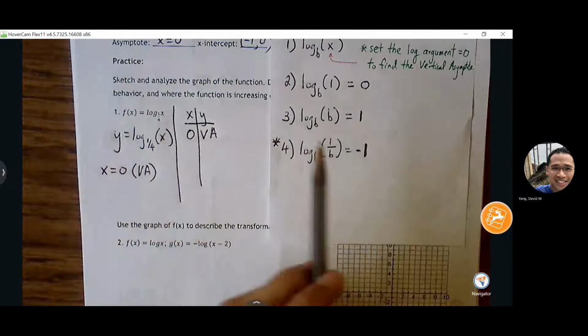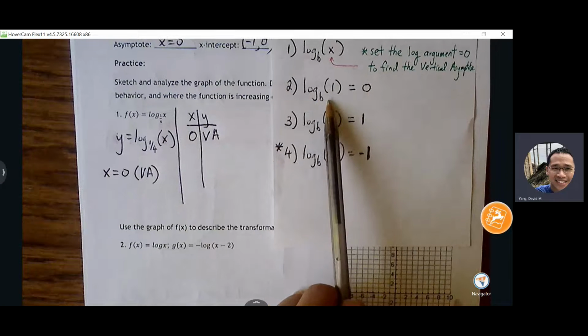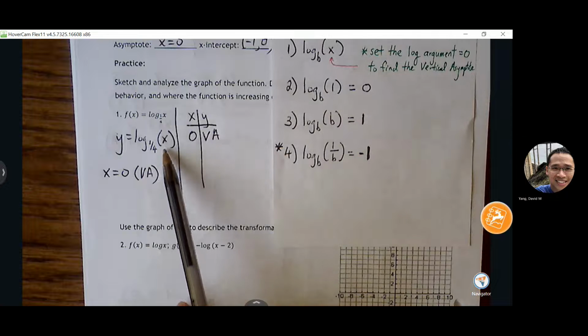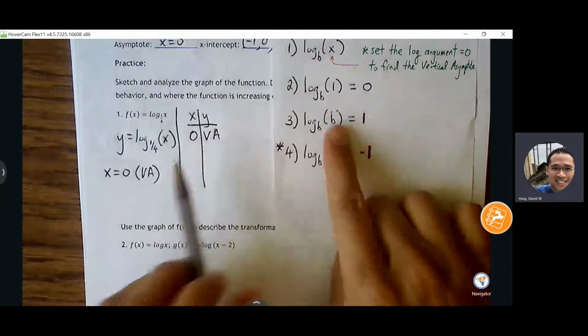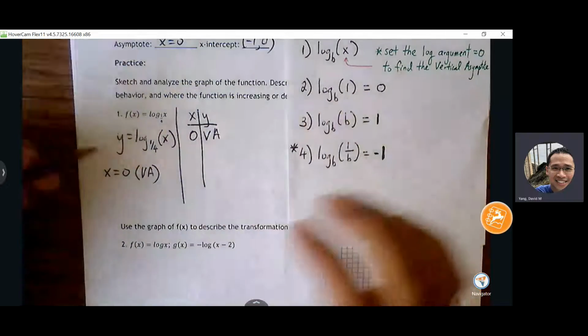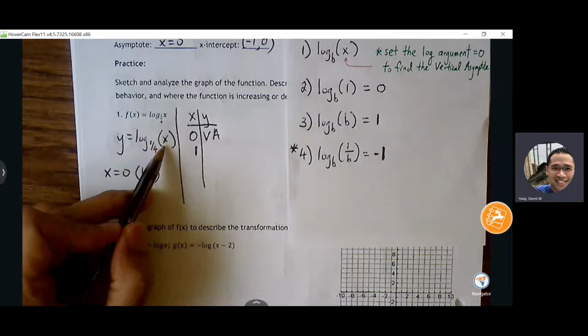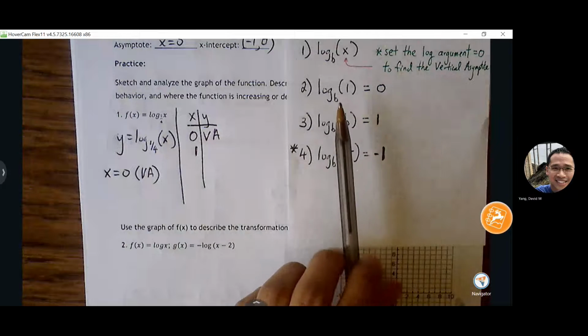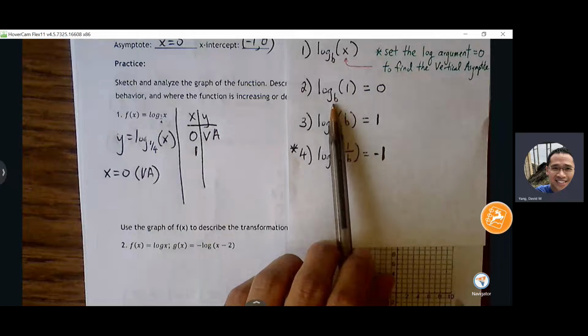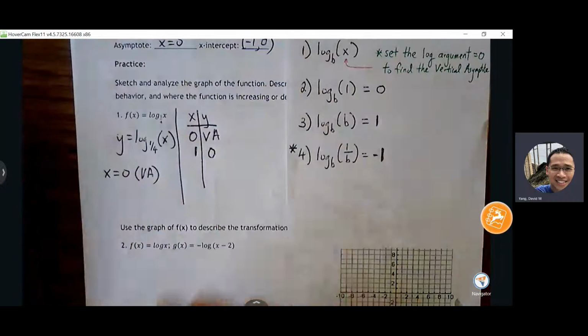Next up, what x value will allow me to use this property here? 1, right? It's just as simple as putting 1 in there. There's no shifting going on here. So log of 1 is always equal to 0. It doesn't matter what the base is. It could be 1/4, it could be 8, it could be 10. Okay, so that's my ordered pair there.